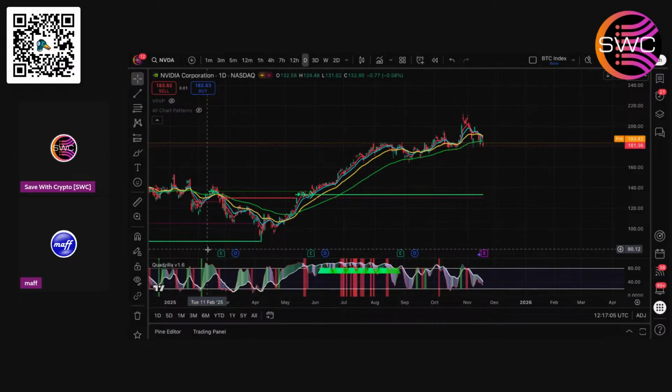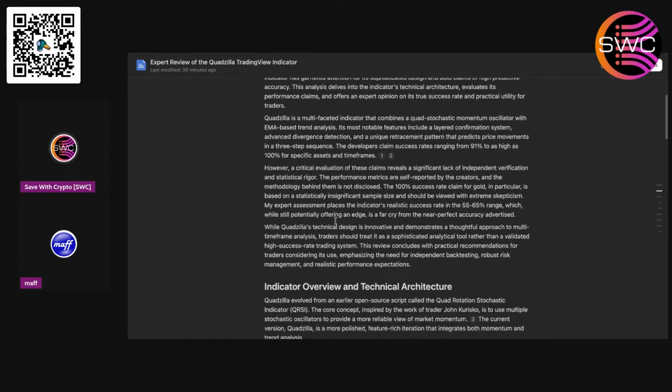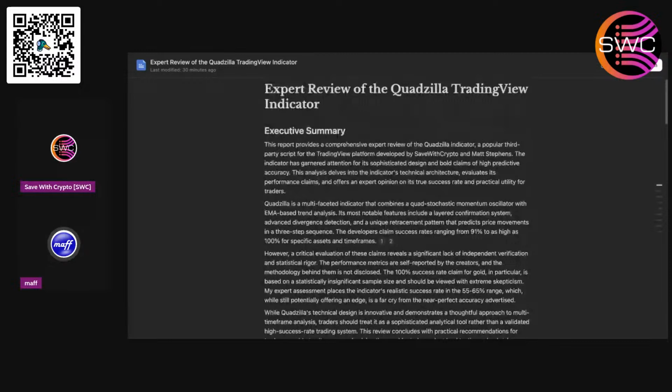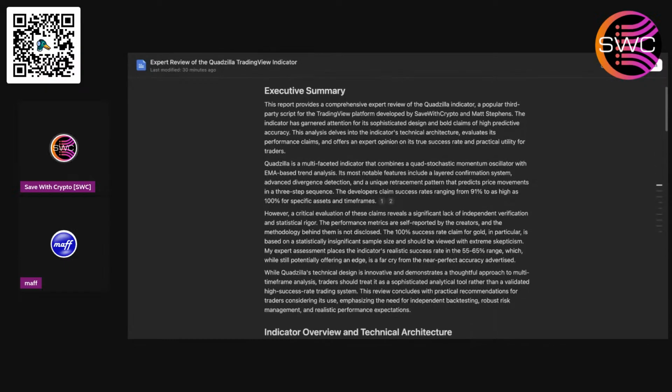A mate of mine sent me this. It's an expert review of the Quadzilla TradingView indicator. This is done with manus.im, and it's quite weird. It starts off with an executive summary. But sorry, so someone just got an AI to do a review of Quadzilla? Yeah, I'm not sure what kind of prompt he used, but anyway.